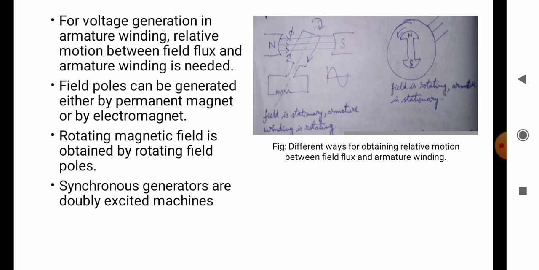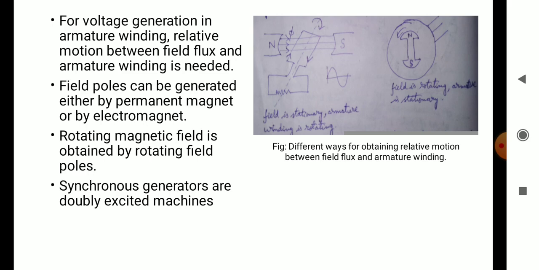Today I am going to discuss the working principle of a three-phase alternator. For voltage generation, there needs to be a relative motion between field flux and armature winding. Then according to Faraday's law of electromagnetic induction, an EMF is induced in the armature conductor, which says that there must be a change in flux linkage for a conductor if there is to be an induced EMF in the conductor.